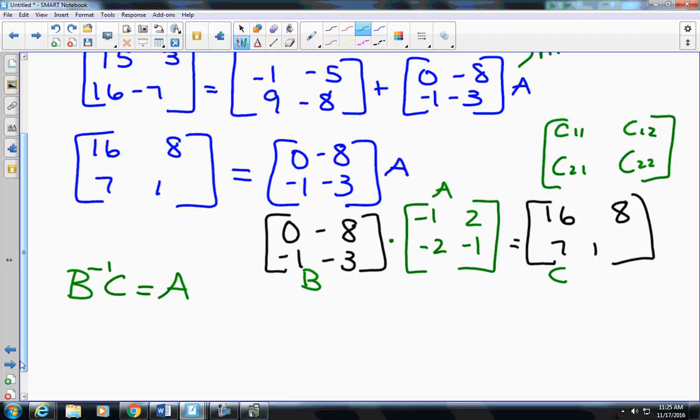Put in your calculator 0, -8, -1, and -3 as a matrix, whatever you want to call it. It doesn't matter. And then find its inverse. And once you get that inverse, multiply it by matrix C. And it should give you the answer to this question. And then you can check it by working backwards.